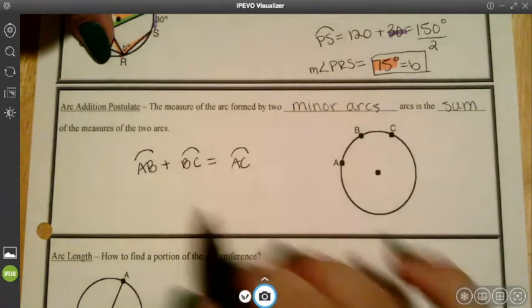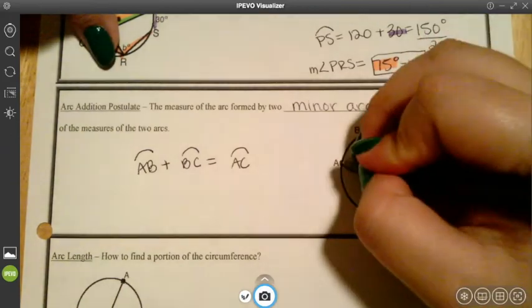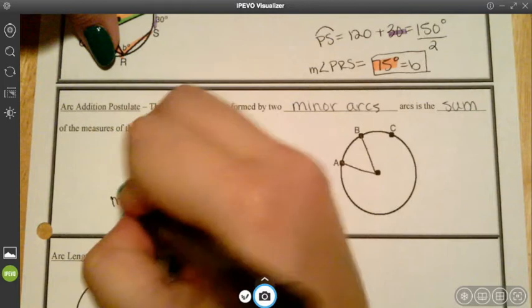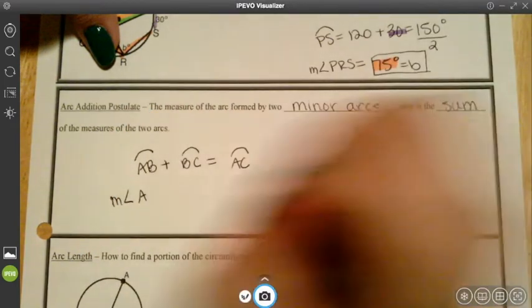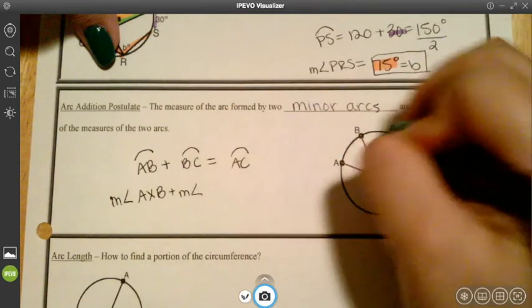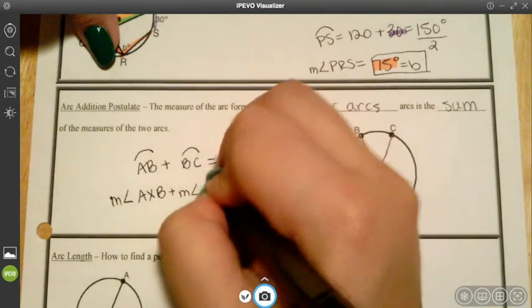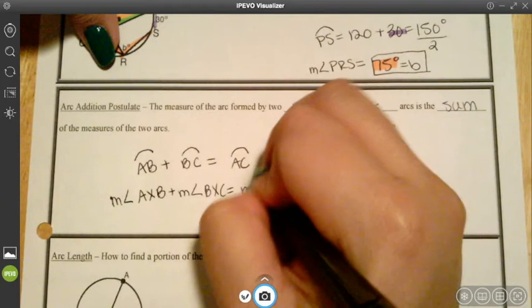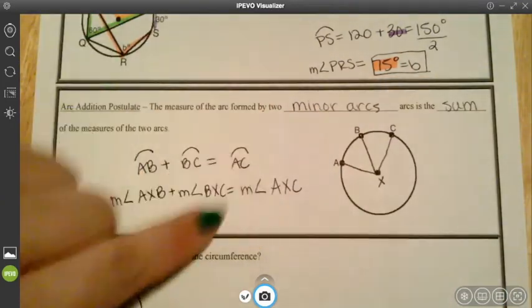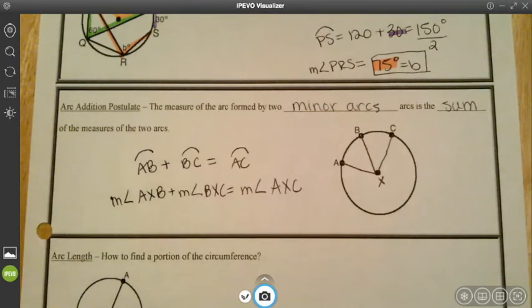And we can actually prove that if we use the angles. We had angle A, we'll call this X, AXB, plus the measure of angle BXC equals the measure of angle AXC. And those are the central angles that are congruent to those arc lengths.